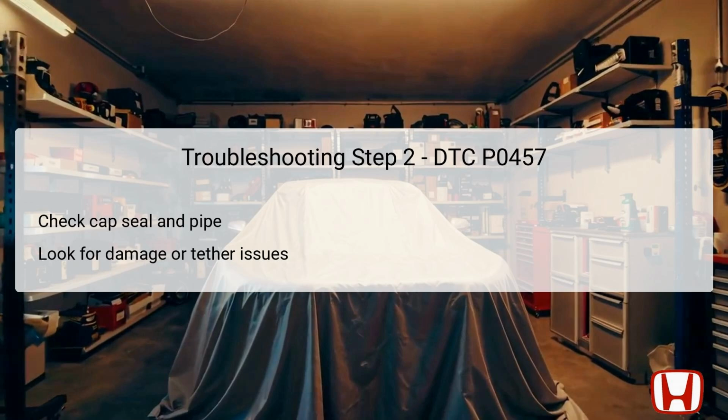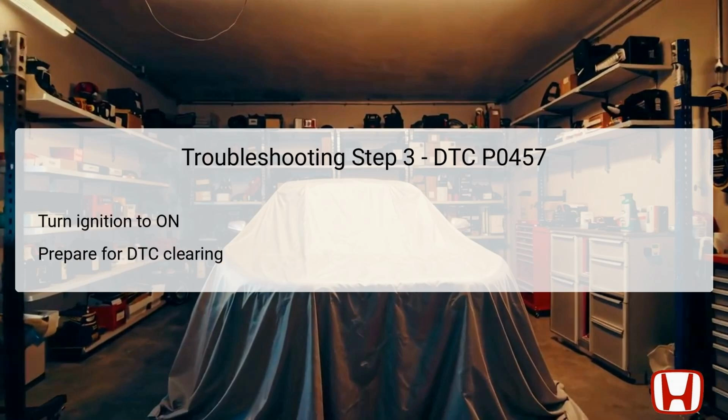A corroded or damaged pipe can lead to similar leak issues as a faulty cap. It's also crucial to verify that the tether cord, meant to keep the cap attached to the vehicle, is not caught under the cap or otherwise impeding its proper closure. If any issues are detected with these components, they should be replaced before returning to the troubleshooting protocol.